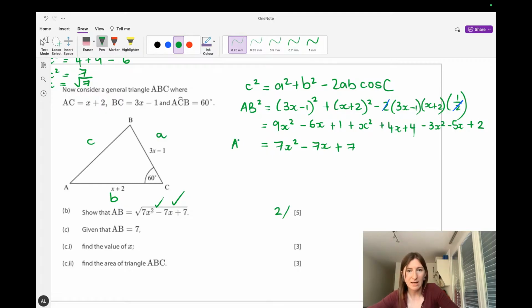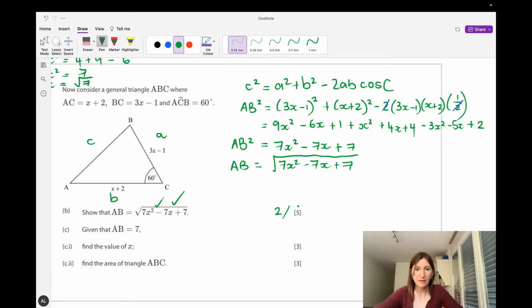And remember, this was AB squared. So now, final step, AB equals, and we're going to root this whole thing: 7x squared minus 7x plus 7. There we go. That was quite a nice 5 marks. That's very generous, actually. I mean, there's a lot of algebra going on in there, but that is quite a nice amount of marks for that.